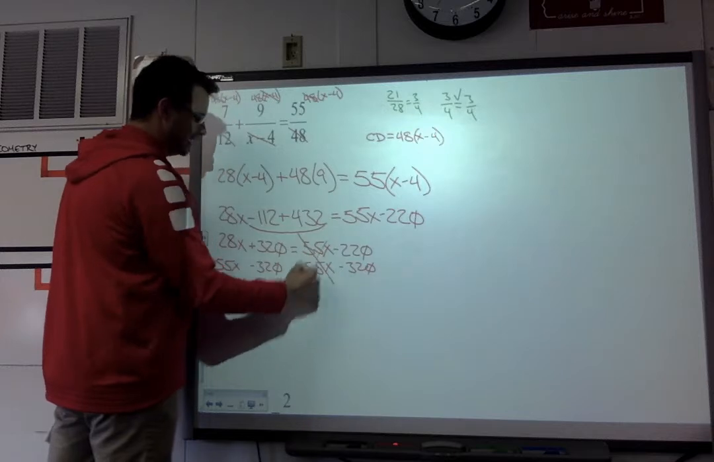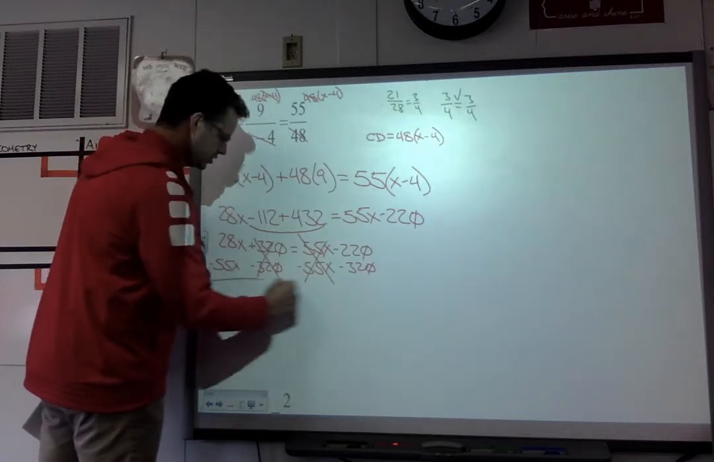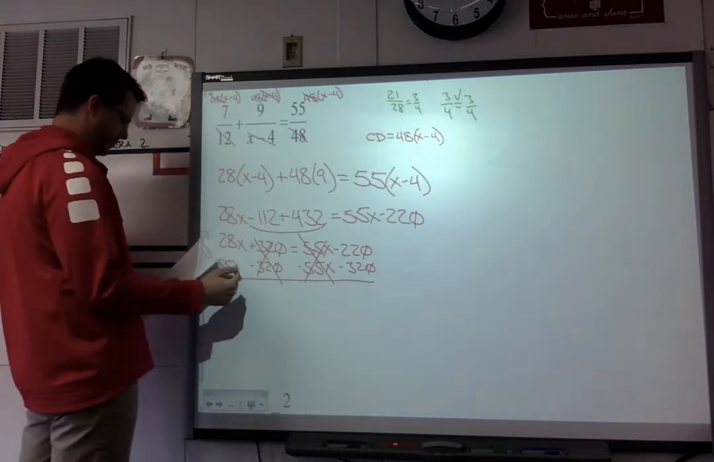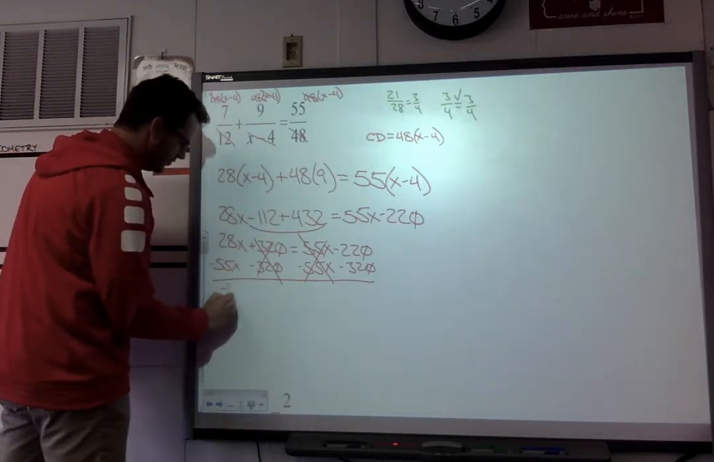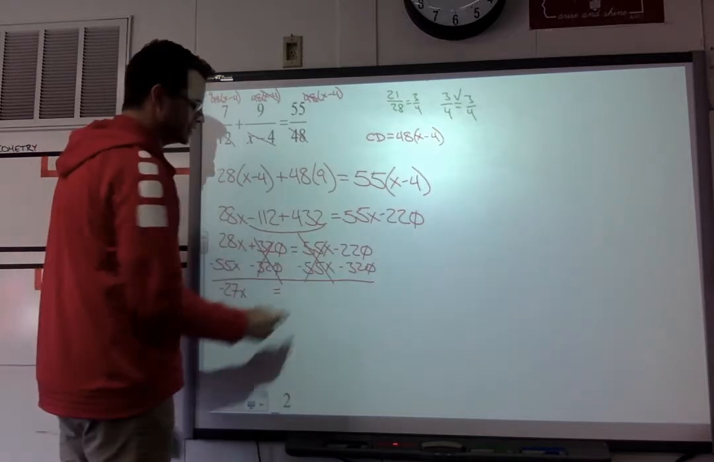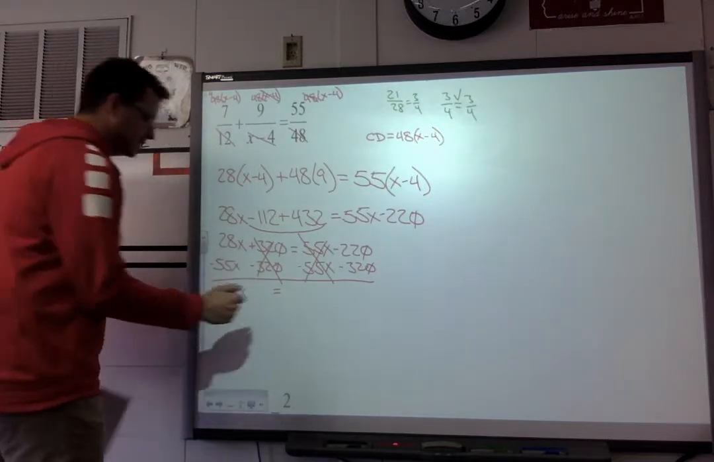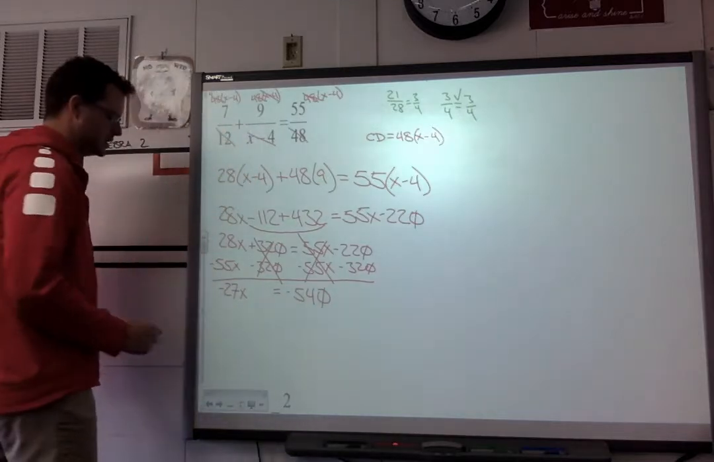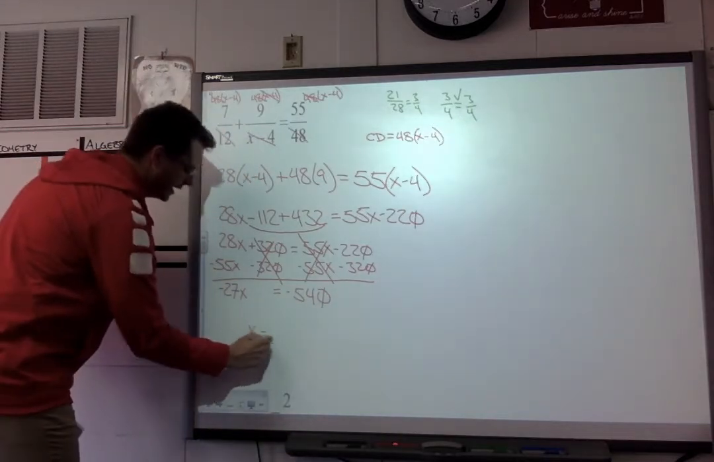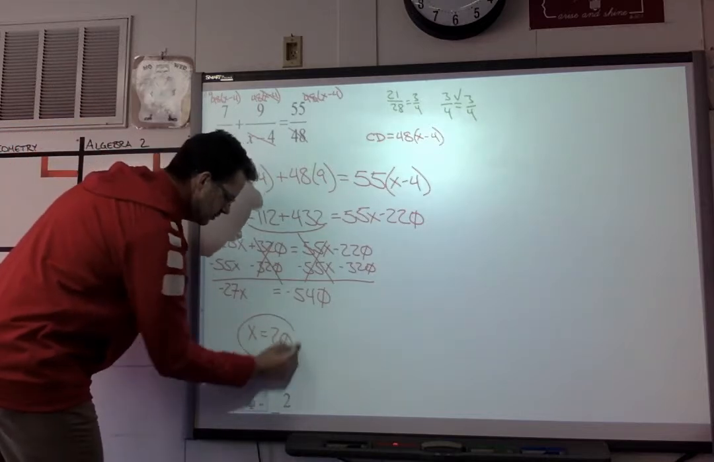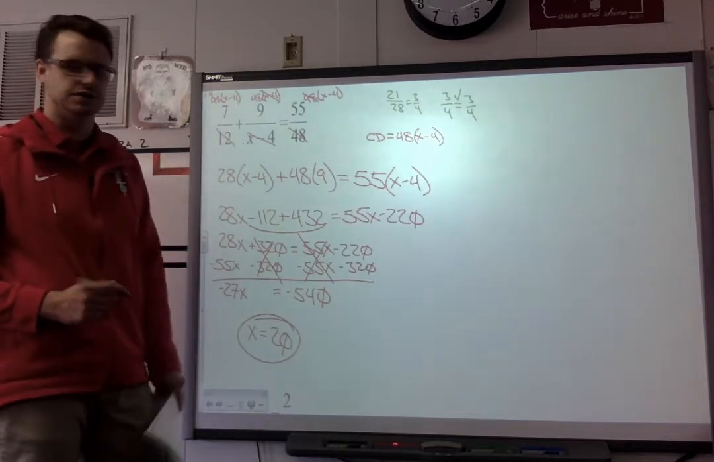So my 55x cancels, my 320 cancels. 28 minus 55x will give me negative 27x equals negative 220 minus 320 is negative 540. Divide by negative 27 on both sides. My solution is x equals 20.